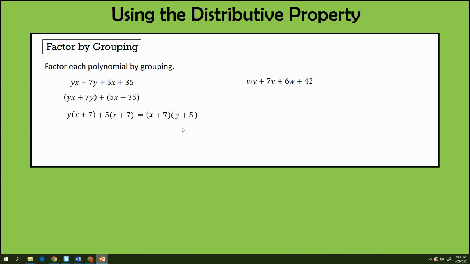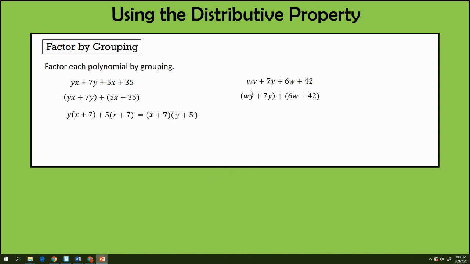Okay, so that's how we do the factor by grouping. Take a look at this second one here. Okay, so as you look at the second one, we always start by grouping the first two and grouping the second two. So I'm going to put W times Y plus 7Y together and 6W plus 42 together. So we got a group to start with.